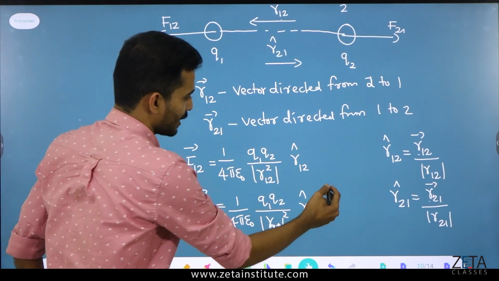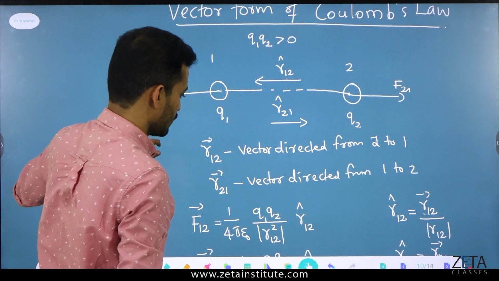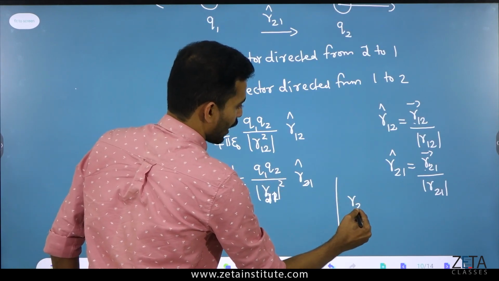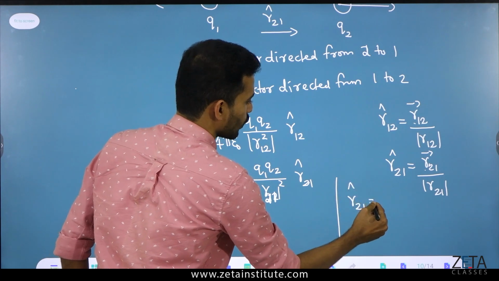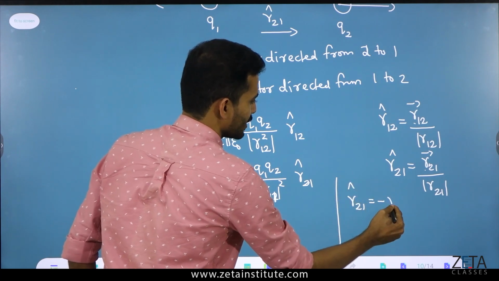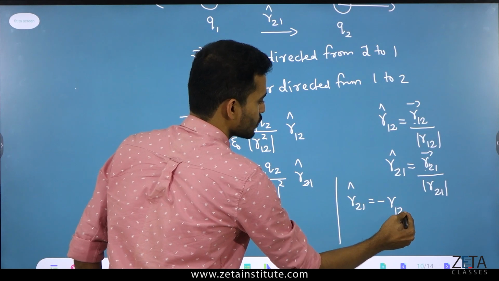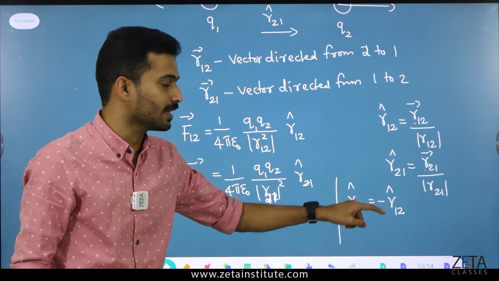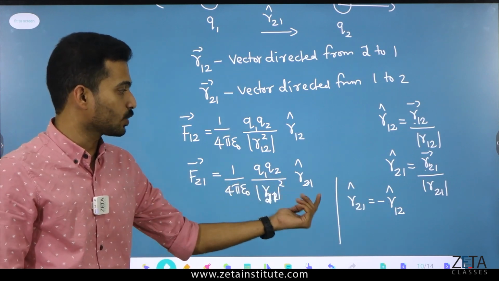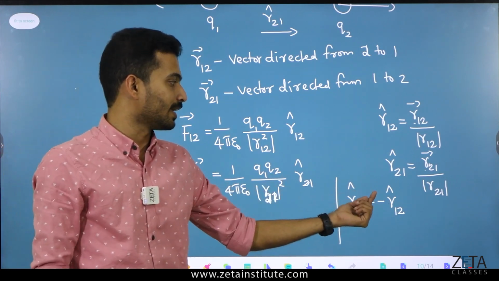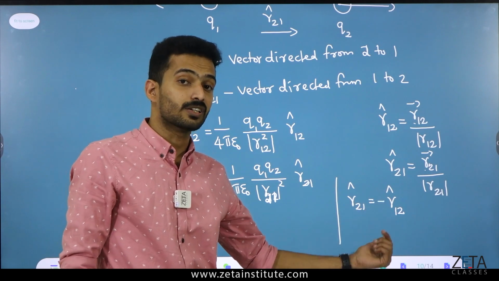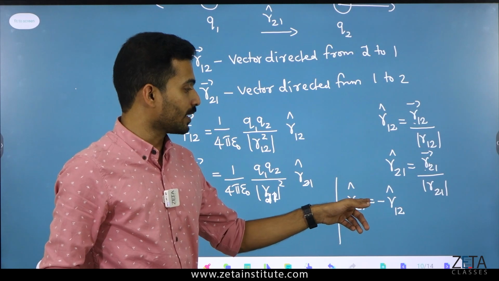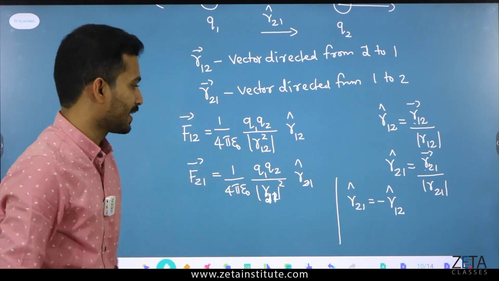So we can write it like this. What is R21 cap? The two unit vectors are equal and opposite. R21 cap is equal to minus of R12 cap, because R21 is directed from 1 to 2 and R12 is directed from 2 to 1. So they are equal and opposite. So we can write R21 cap is equal to minus of R12 cap.